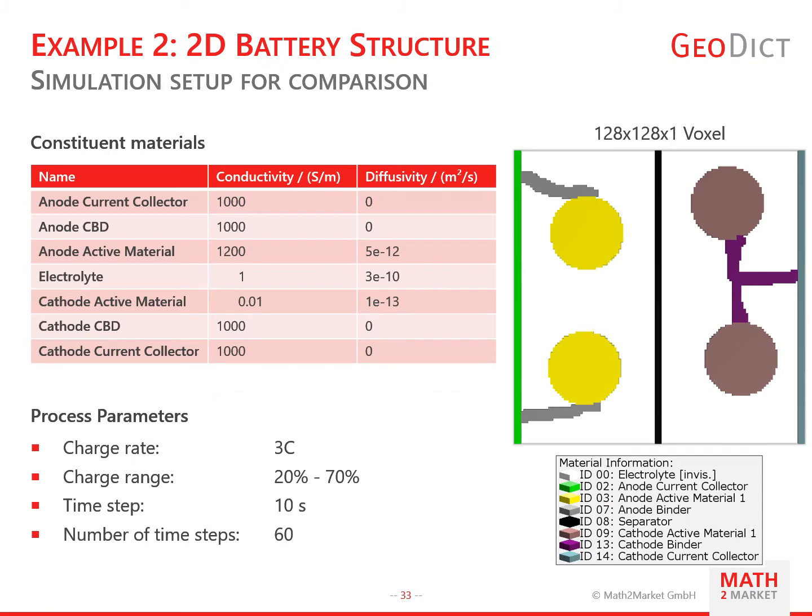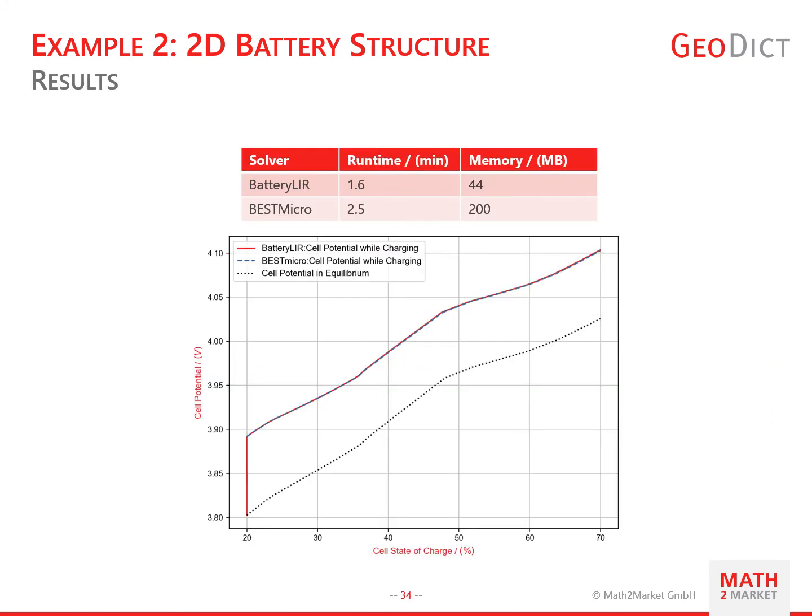The second example is a 2D structure made with the EDIT-U module in GeoDict. It consists of 2 active particles per electrode and carbon black and binder that connects them to the current collectors at the left and right boundary. The conductivities and diffusivities are similar to the first example, but the charge rate with 3C is a little bit smaller. Again, the computed cell potentials are almost the same, and here we can compare runtime and memory requirements. The runtimes are similar, but BestMicro needs 4 times as much memory as the BatteryLear.